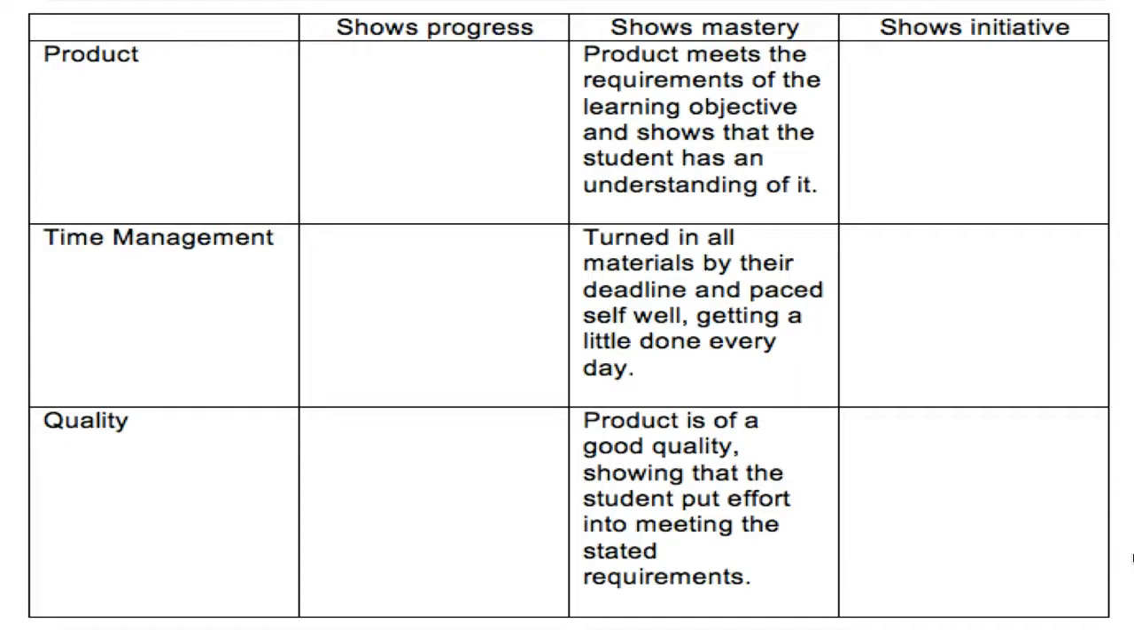So how do they go above and beyond the product meeting the requirements of the learning objective? Well, if there were a requirement of 3, maybe they provided 5 examples. So they showed initiative. They took that extra step. The progress might be the student doesn't quite have it yet.